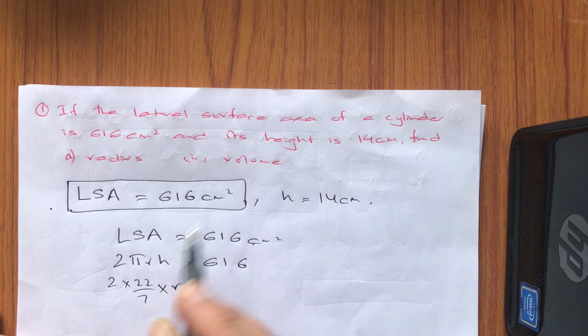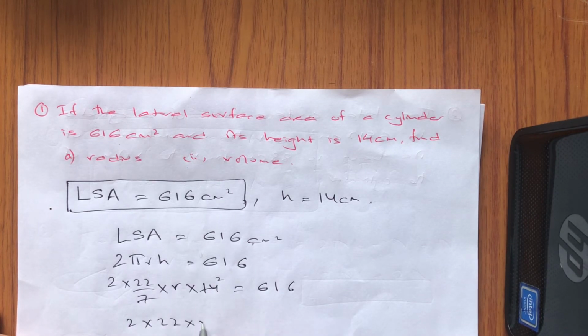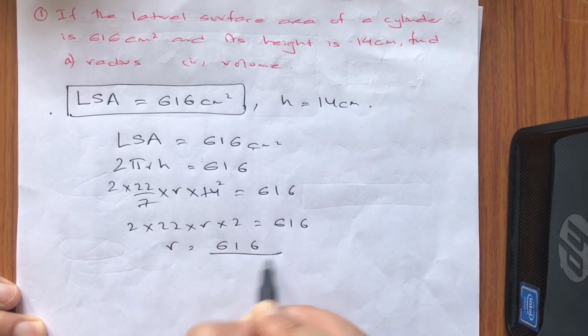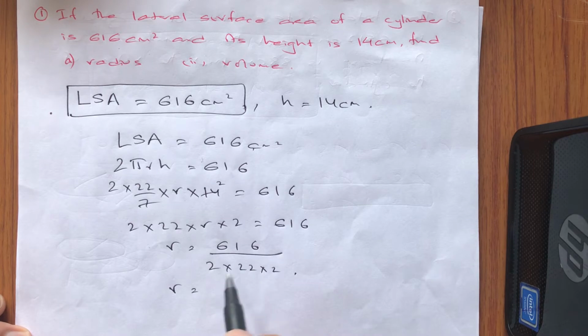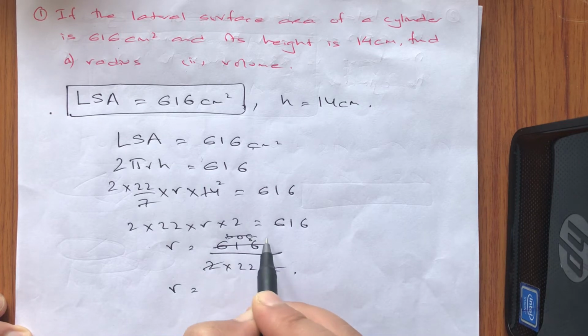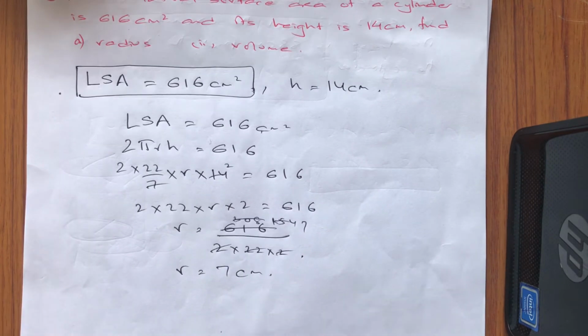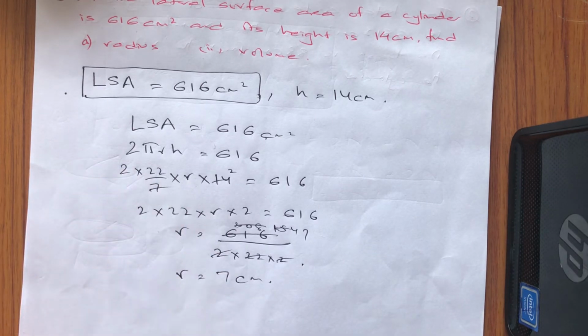I don't know what r is, that is what we have to find, but the height is already given to us as 14, that is equal to 616. 7 ones are 7, 2 7s are 14. So then we get 2 into 22 into r into 2 is equal to 616. Then r is equal to 616 divided by 2 into 22 into 2. After cancellation, r is equal to 7 centimeter. So we got the answer: the radius is 7 centimeter. That is how we go ahead and find the radius with the help of your LSA or your CSA.